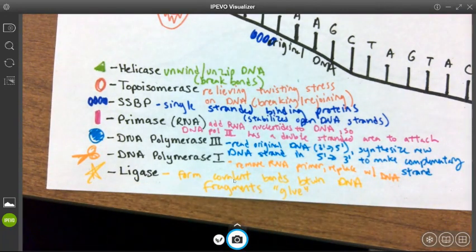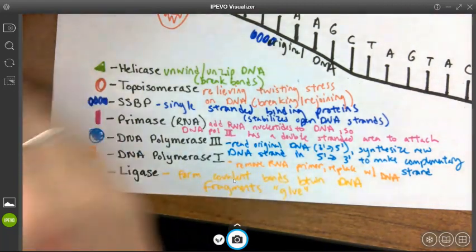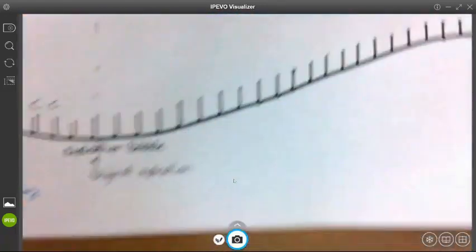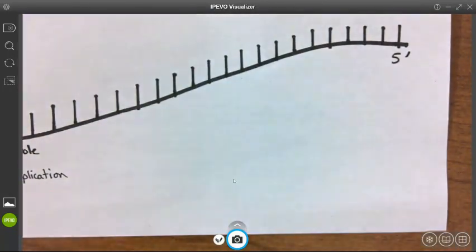So I want to look at these enzymes and kind of write a list of steps of how DNA replicates. And in that, I want to talk about the leading and the lagging strand. So we're going to write our steps over here. I'm going to give you 5 steps for DNA replication.